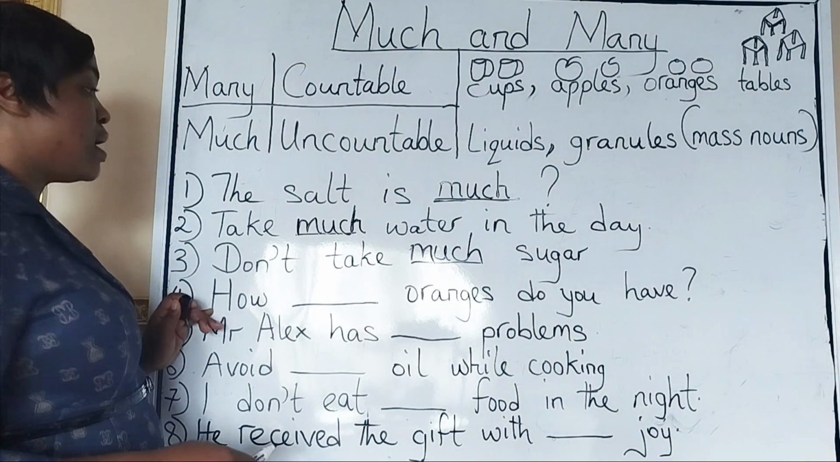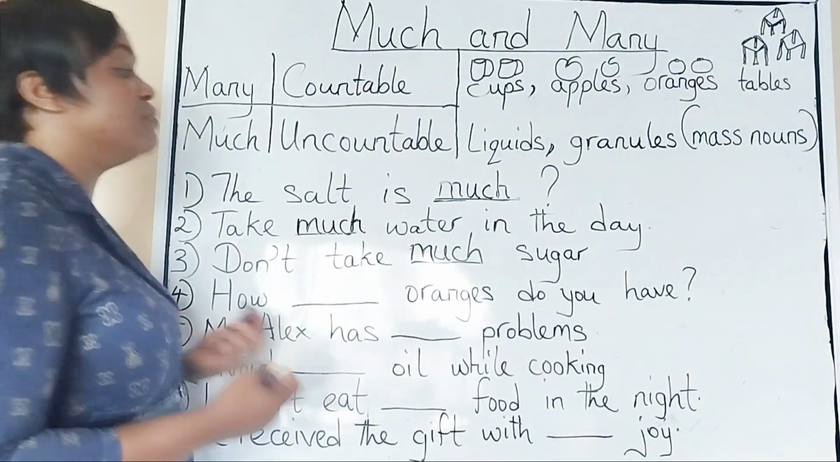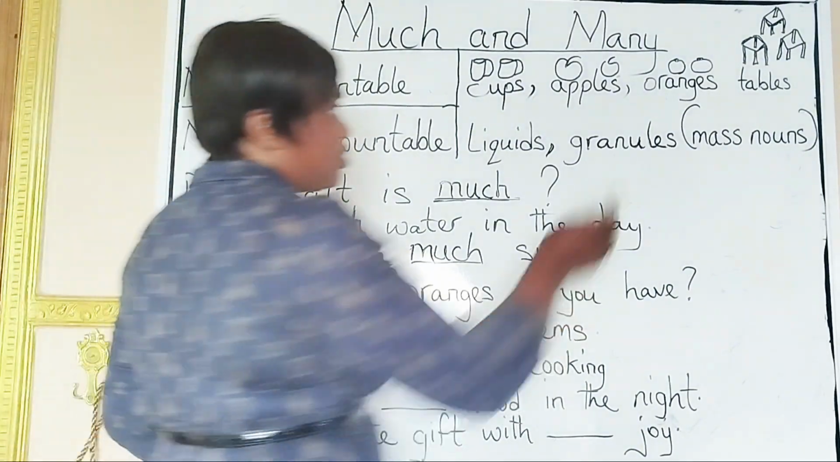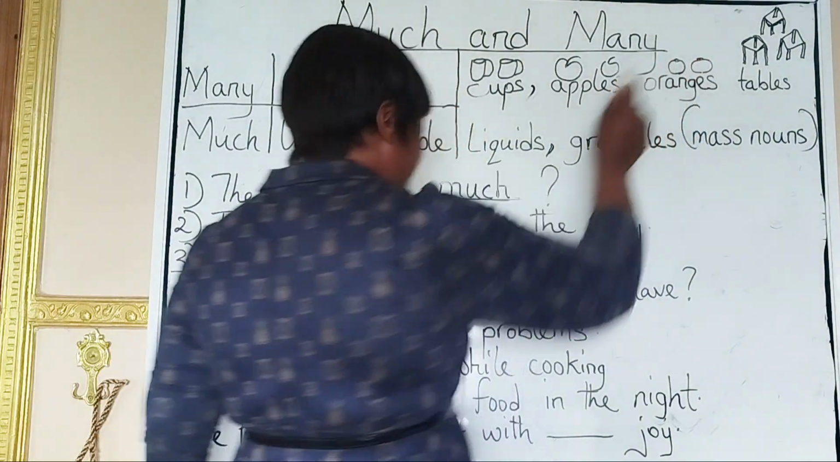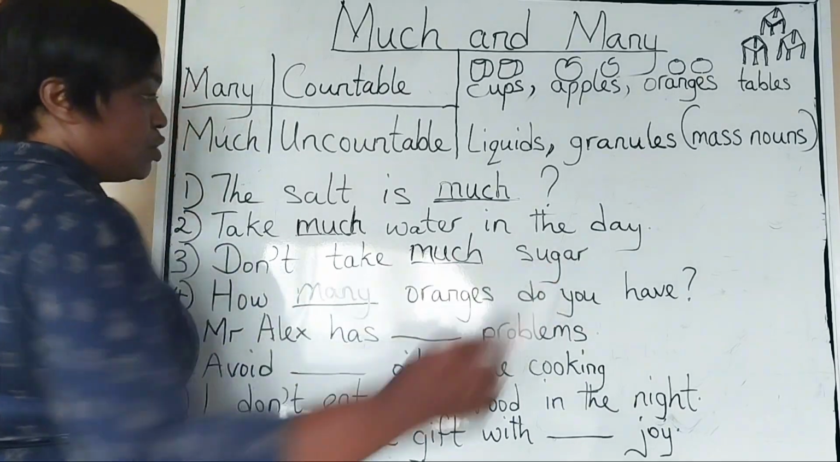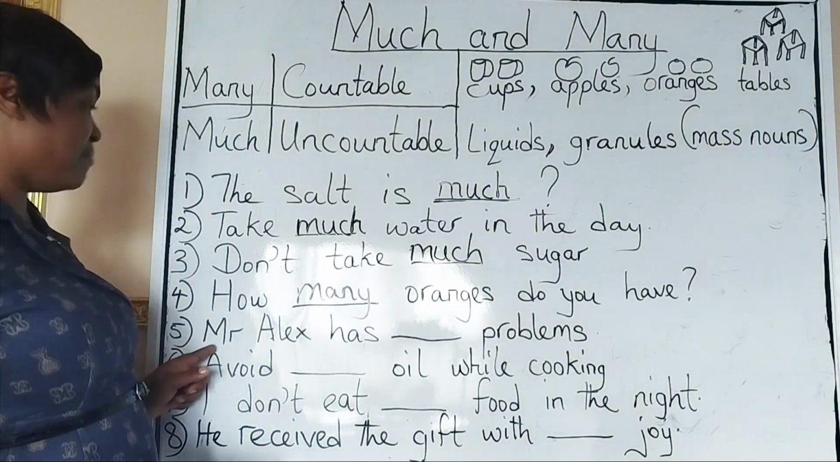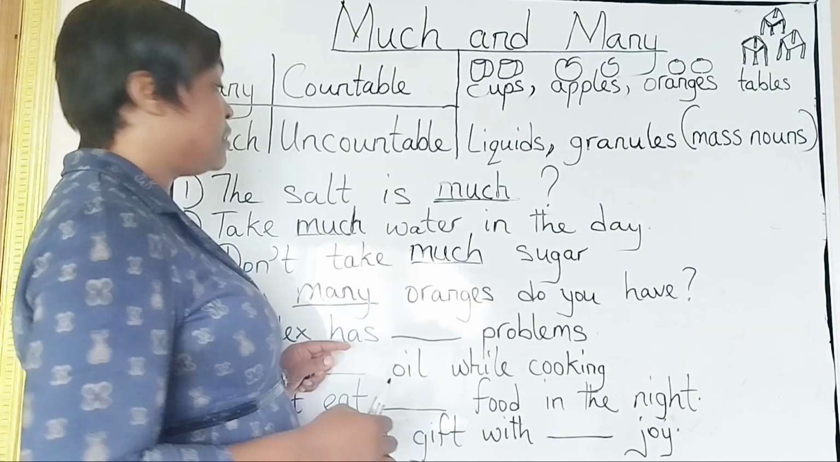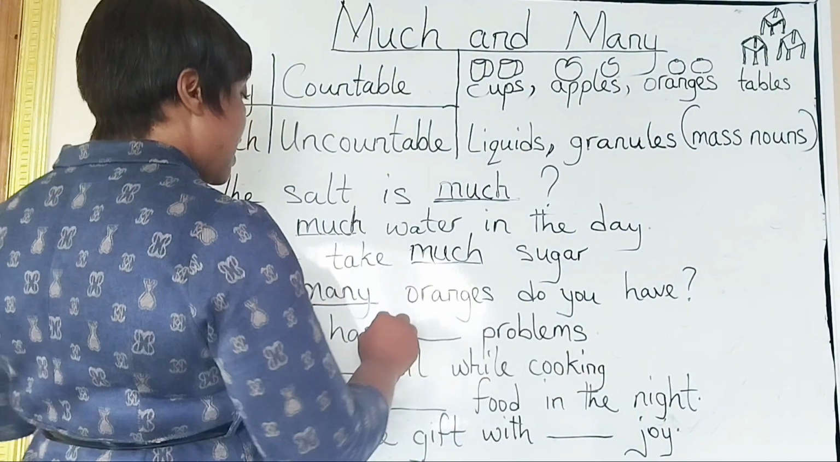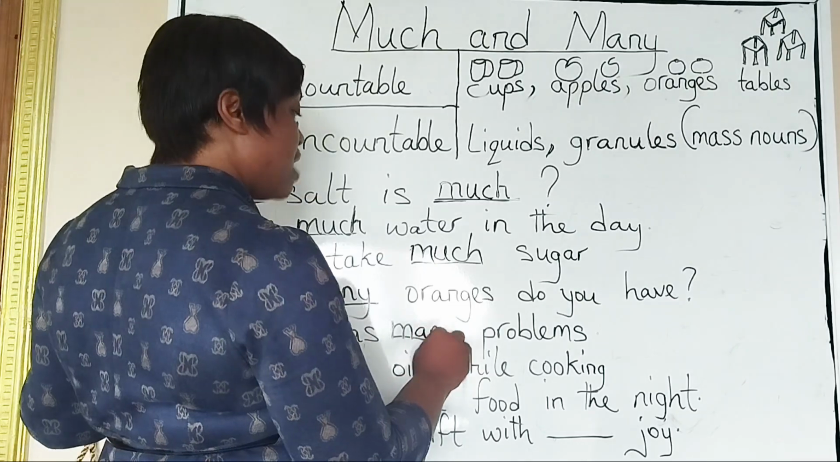Correct. Number four. How much oranges do you have? We can count oranges, right? Can't we? 1, 2, 3. So we say, how many oranges do you have? What of number five? Mr. Alex has many problems or much problems. Of course, it is many because we can count the problems.